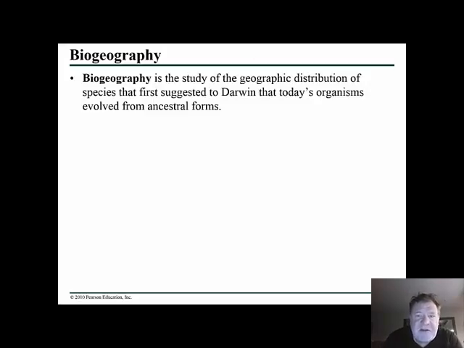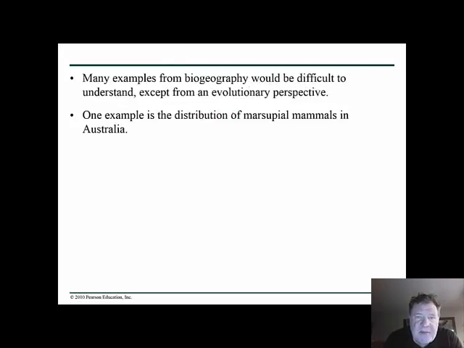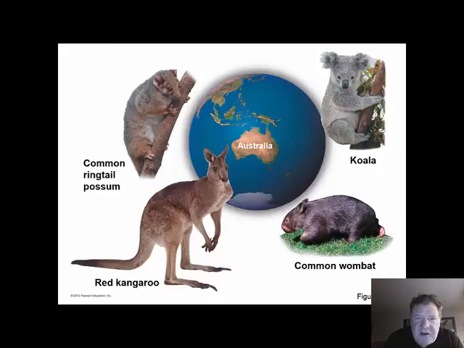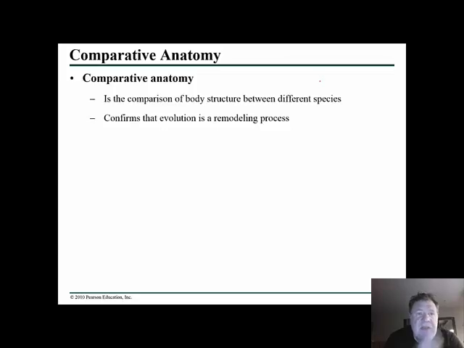Biogeography is the study of the geographic distribution of species, and it first suggested to Darwin that today's organisms evolved from ancestral forms. So we're looking at populations that are distributed around the world. When we look at Australia, why are the organisms so different there? These are all marsupials. When populations get isolated from other populations, they evolve in their own way, so it's not all the same.